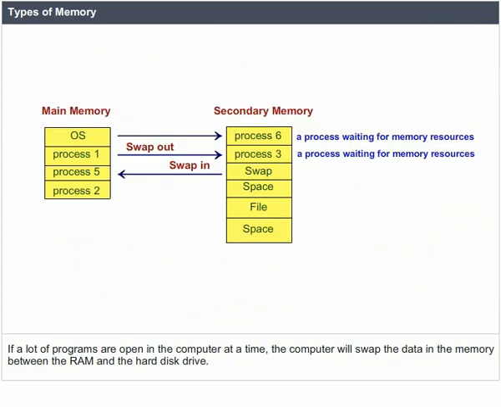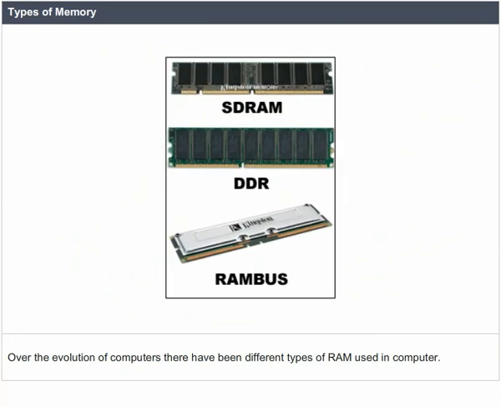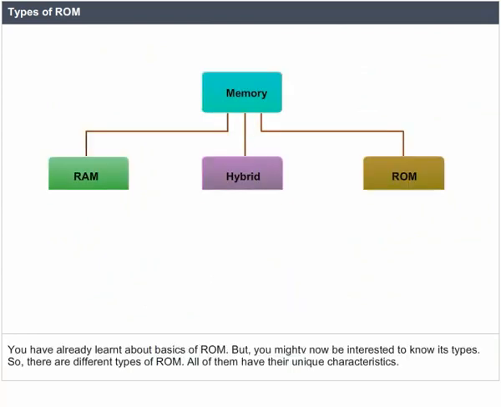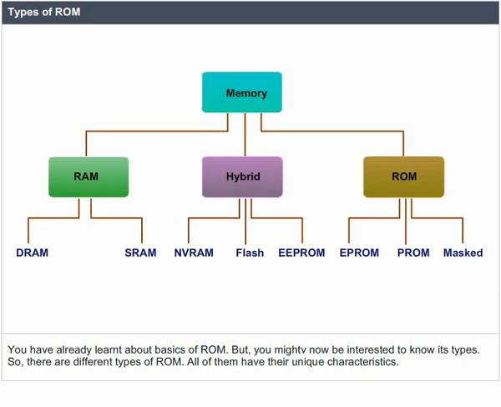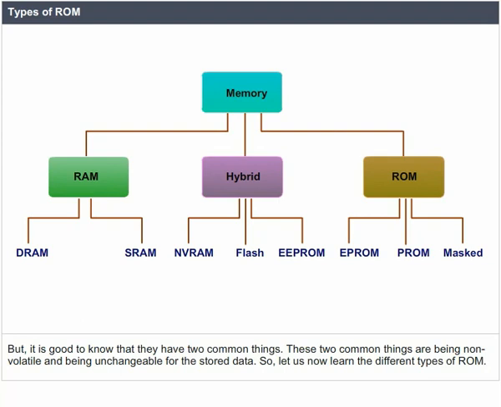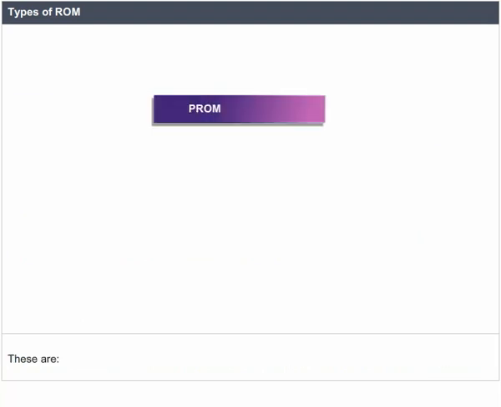Over the evolution of computers, there have been different types of RAM used in computers. Types of ROM. You have already learnt about the basics of ROM, but you might now be interested to know its types. There are different types of ROM. All of them have their unique characteristics, but it is good to know that they have two common things: being non-volatile and being unchangeable for the stored data. So let us now learn the different types of ROM. These are PROM, EPROM, EEPROM, and flash memory.